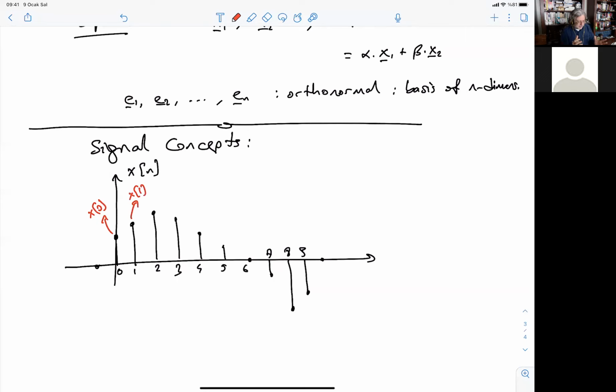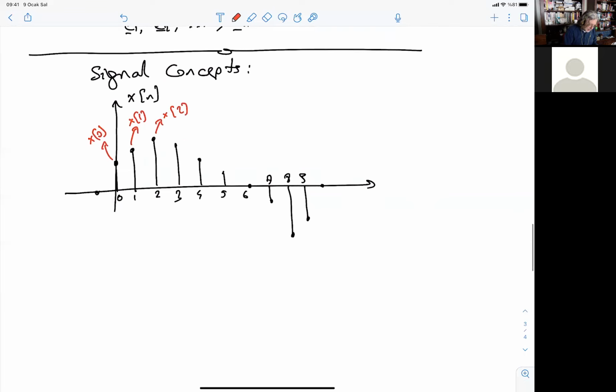But it actually corresponds to a number, right? x of 1 or x of 0 is not a signal. It's not a function. It's just a value. It's a number, like 5, some number. This is x of 2, etc.